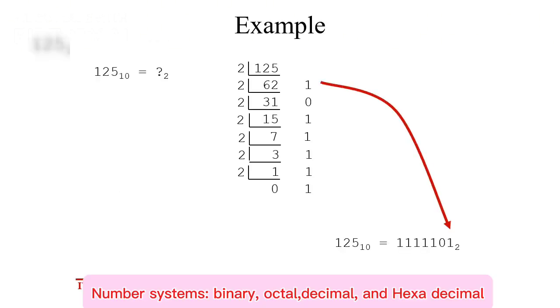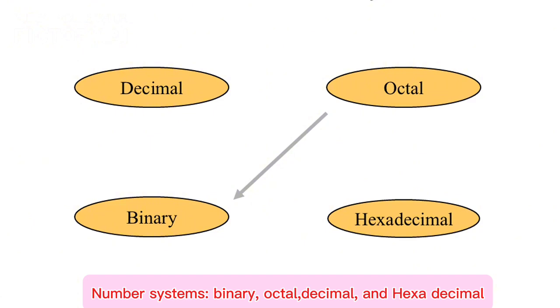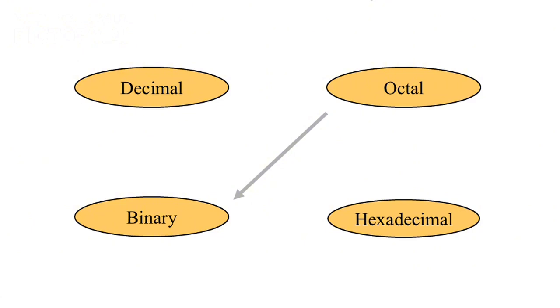Here, we have 125 in decimal, and we want to convert it to binary. By repeatedly dividing by 2 and recording the remainders, we get the binary equivalent of 1,111,101. Next, let's look at converting octal numbers to binary.